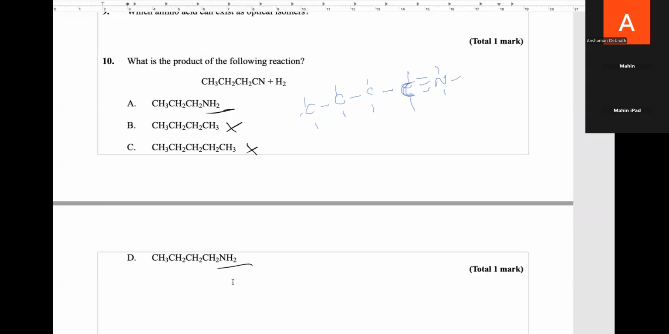This will be there. Understood? Because if you count the number of carbons, it will be right. So to count the number of carbons: 1 carbon, 2 carbon, 3 carbon. This is a brilliant question, right? Now go down, please.